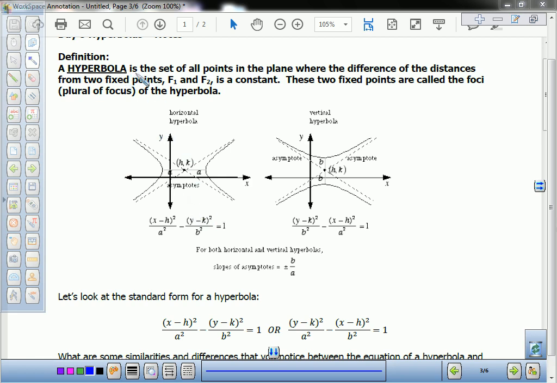By definition, a hyperbola is a set of all points in a plane where the difference of the distances from two fixed points is constant. With an ellipse, it was the sum of those two fixed points. With a hyperbola, it's the difference that is constant. Once again, those two fixed points are called foci. The foci are always located inside the hyperbola.